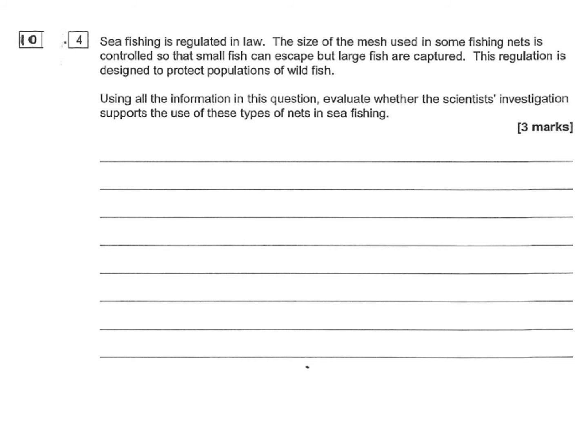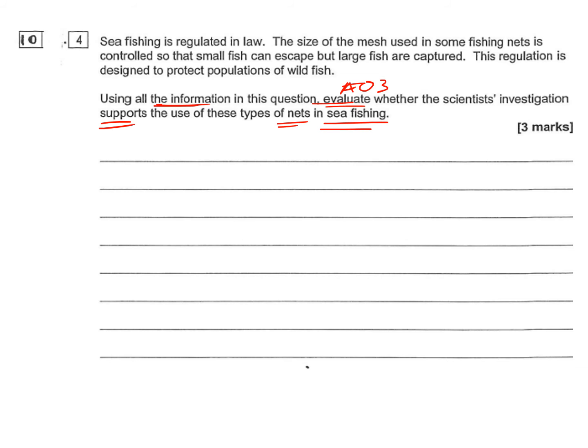Okay, sea fishing is regulated in law. The size of the mesh used in some fishing nets is controlled so that small fish can escape but large fish are captured. This regulation is designed to protect populations of wild fish. Okay, so using all the information, you've got to go back to all the information and use that. Evaluate, this is AO3, where the scientific investigation supports the use of these types of nets in sea fishing.